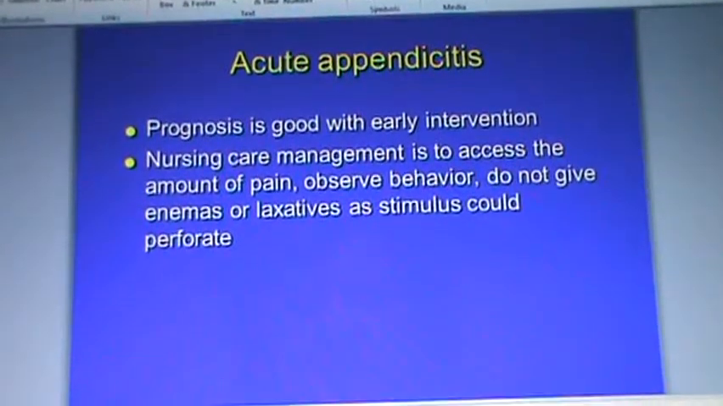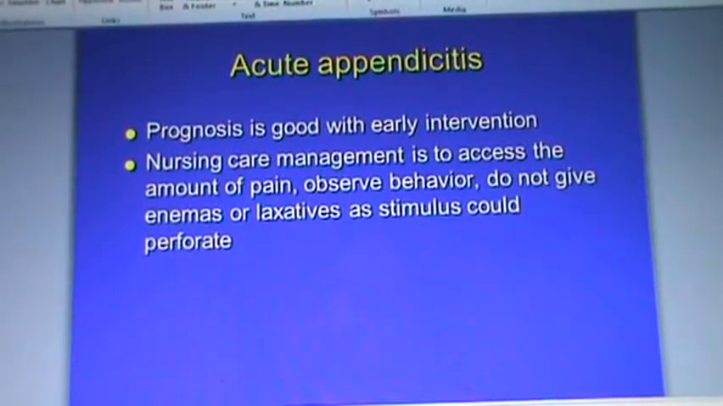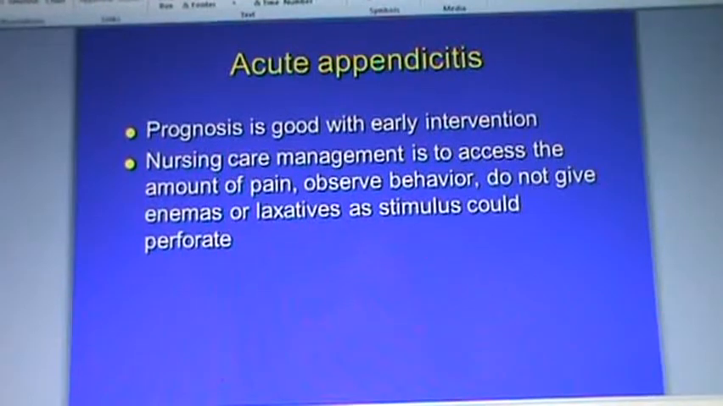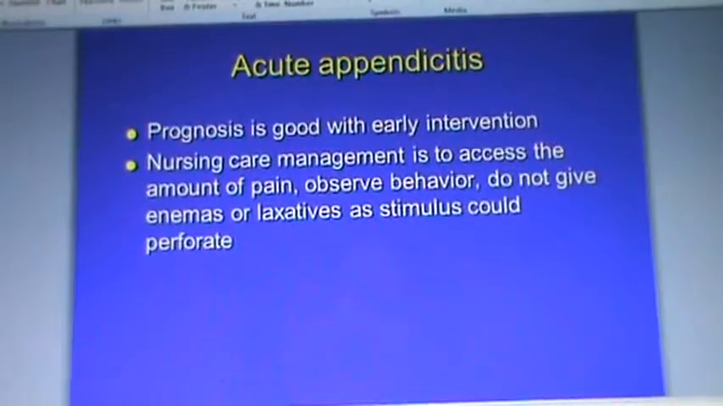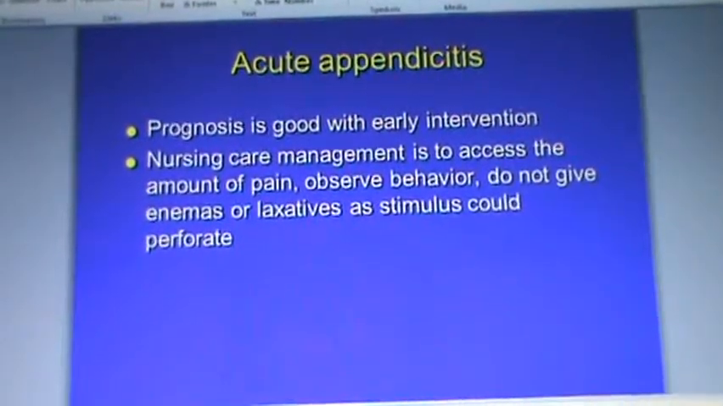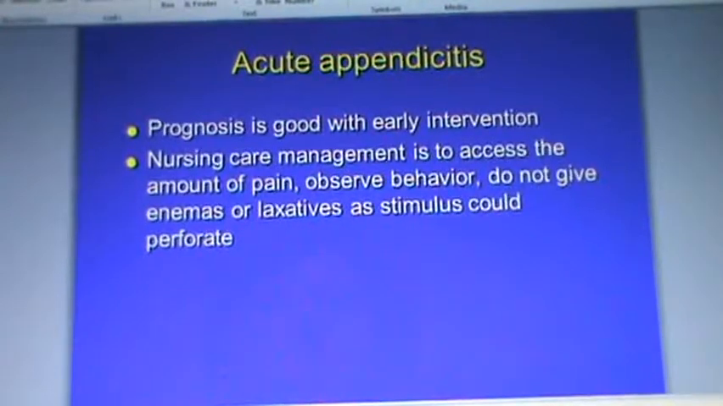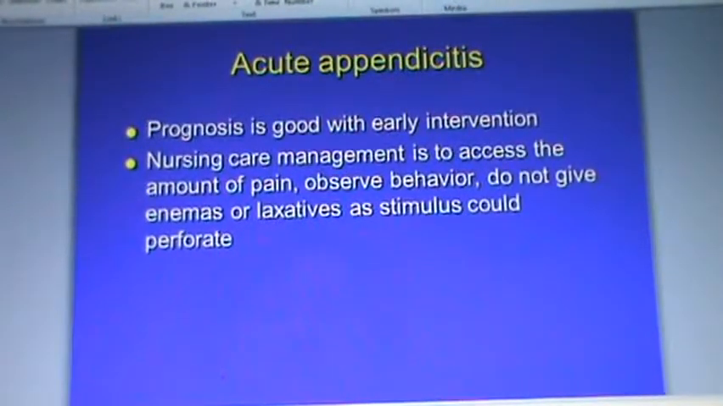Acute appendicitis. The prognosis is good with early intervention. Nursing care management is to assess the amount of pain, observe behavior. Do not give enemas or laxatives as stimulus could perforate. So anytime you suspect appendicitis, no stimulus, no laxatives, and no enemas.